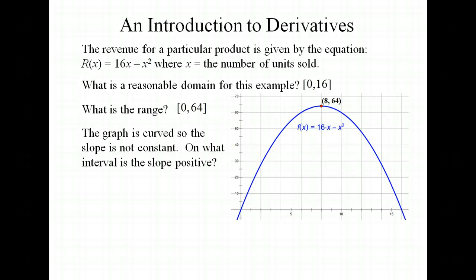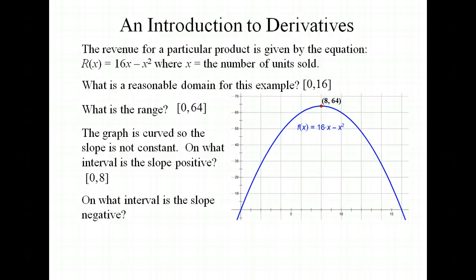Now, this graph is curved. It's not a straight line. So the slope is not constant. What we want to decide is on what interval it has positive slope and what interval it has negative slope. So if we look to the left side of the vertex, you can see that it's an increasing part of the function. So that's where the slope would be positive, from x values of 0 to 8.